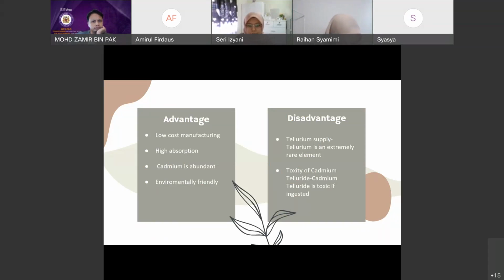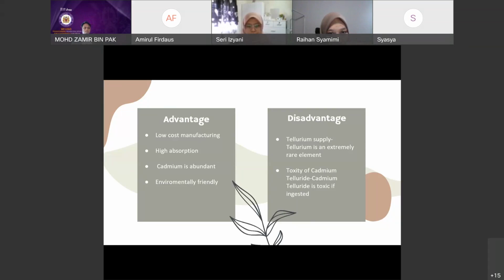Cadmium telluride is a direct bandgap material with bandgap energy that can be tuned from 1.4 to 1.5 electron volts, which is nearly optimal for converting sunlight into electricity using a single junction. Cadmium telluride is also abundant and environmentally friendly. It produces little carbon footprint and has the lowest water usage, even has the shortest energy payback time, approximately less than 1 year.